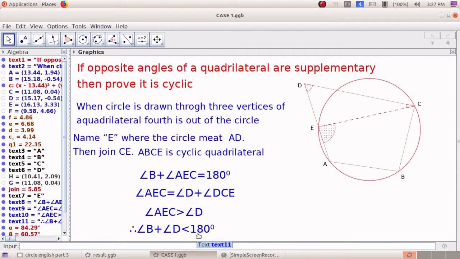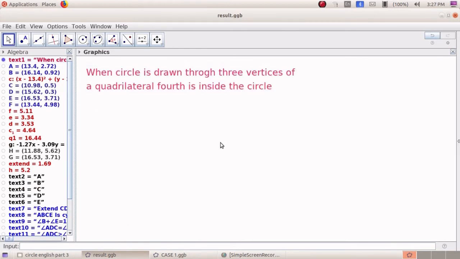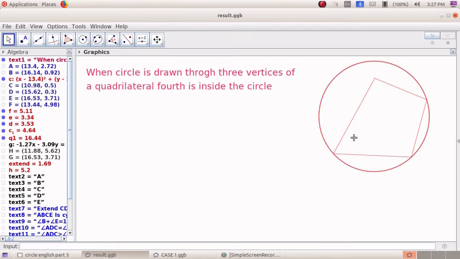Now let us discuss the other case. See, that means when a circle is drawn through three vertices of a quadrilateral, at that time the fourth vertex is inside the circle. See, here a quadrilateral is there. When a circle is drawn through these three vertices, then the fourth has got inside the circle, and so let us name the quadrilateral ABCD.